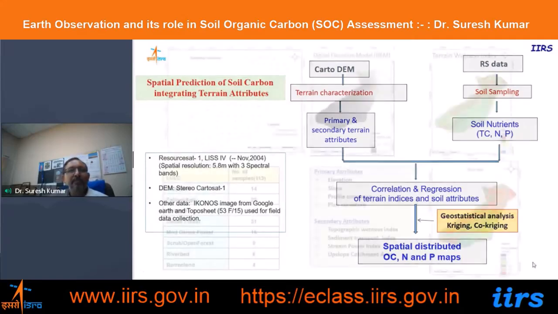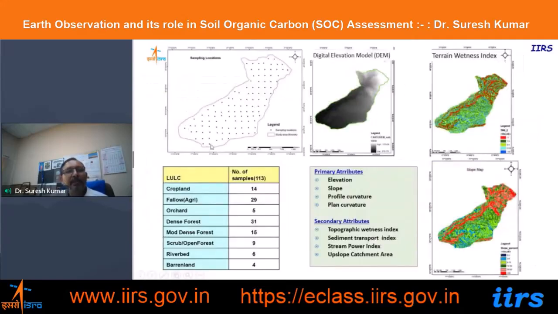So you can see we have taken one watershed area, where we have done very regular interval soil sampling. We have taken 130 soil samples in a very small area of 50 square kilometers. And this is the digital elevation model.